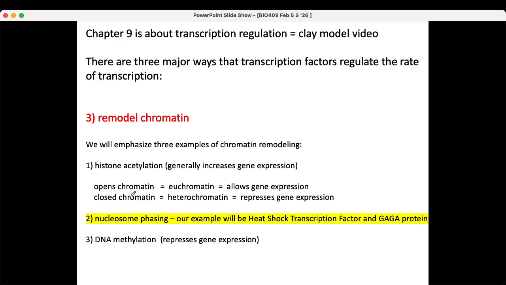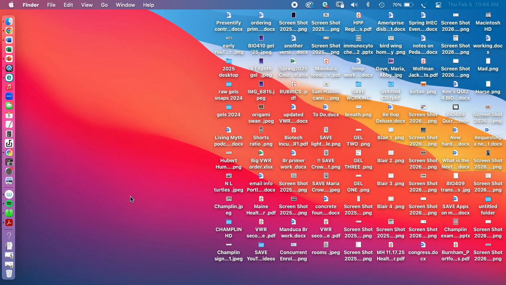So that's that one. We'll quickly cover DNA methylation after that, and then we'll be kind of close to wrapping it up because we have another assignment that is focused on chapter 7 also. All right. So that's where we're at.